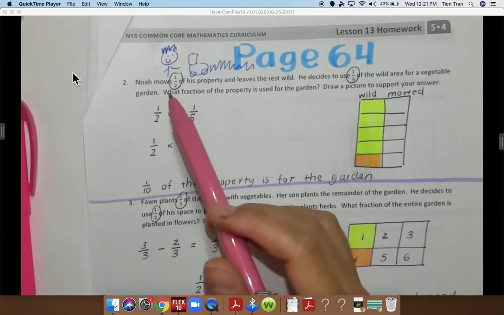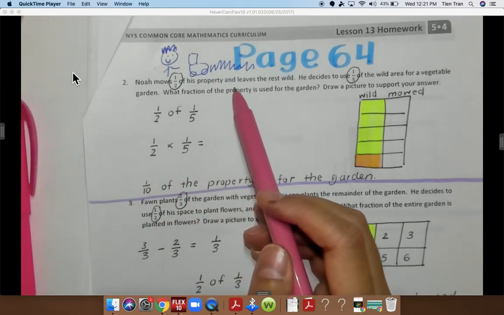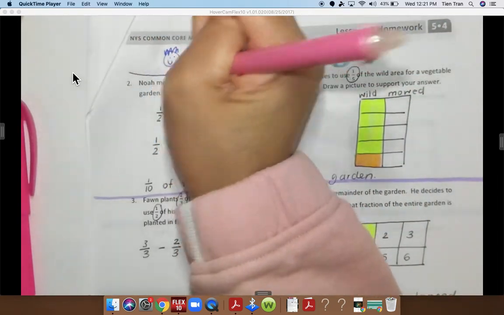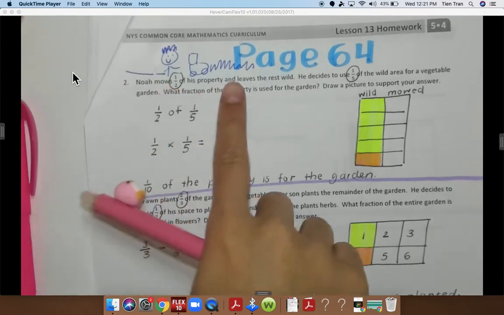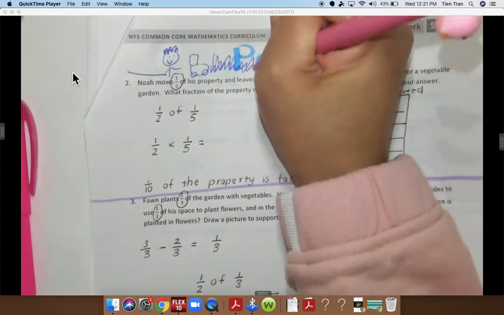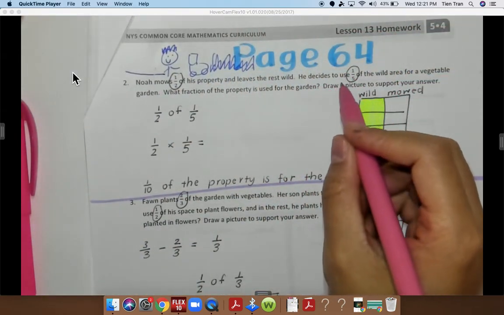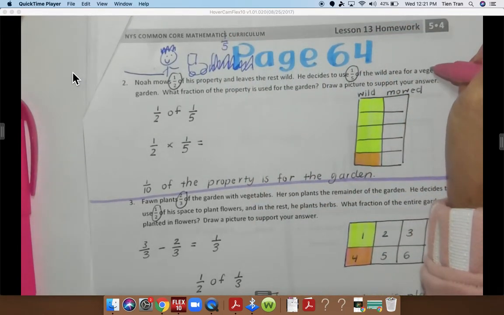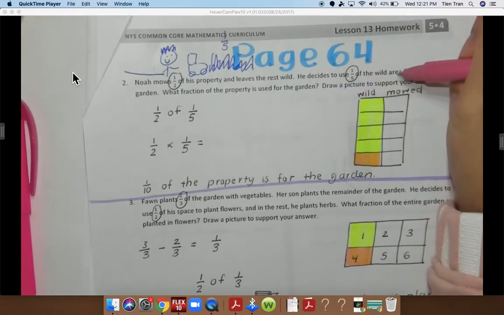lawnmower right there. So Noah mows his property and he leaves the rest wild. So some of it is mowed and some of it is wild. The part that is mowed is probably more straight. The wild part is probably very high. So he decides to use 1/5 of the wild area for vegetables. And what fraction of the property is used for the garden?